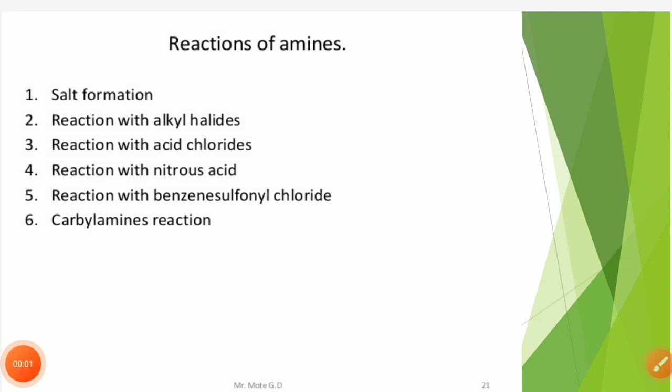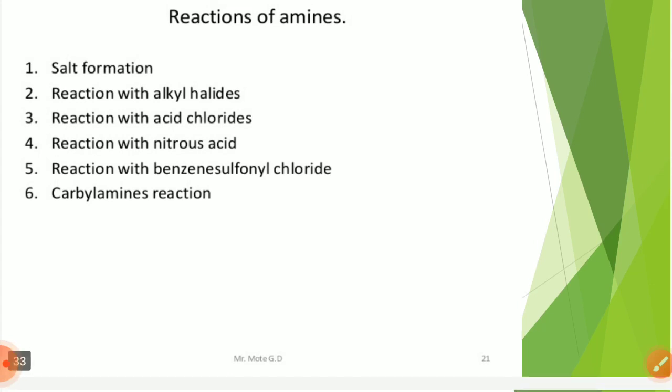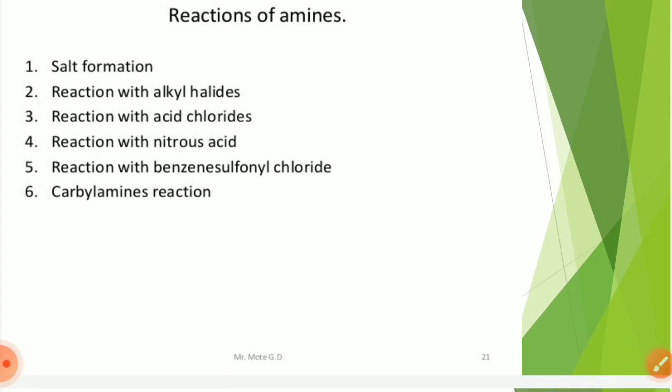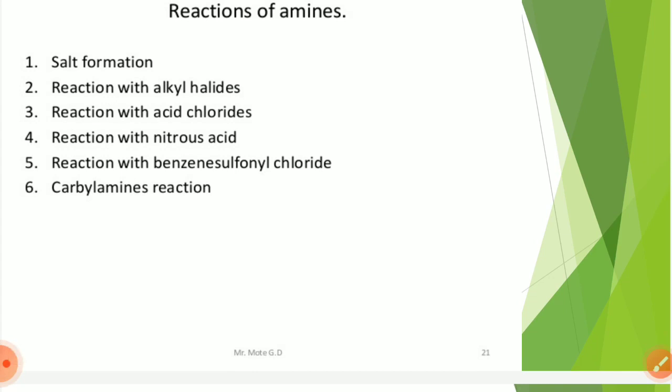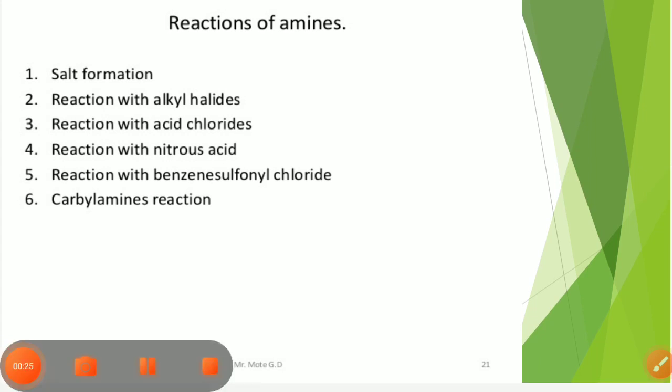The fourth property of amines: reaction with nitrous acid. Nitrous acid reacts with primary, secondary and tertiary amines to give different types of products. Nitrous acid is used in the laboratory to identify secondary amines. Secondary amines are identified by Liebermann's nitroso test.